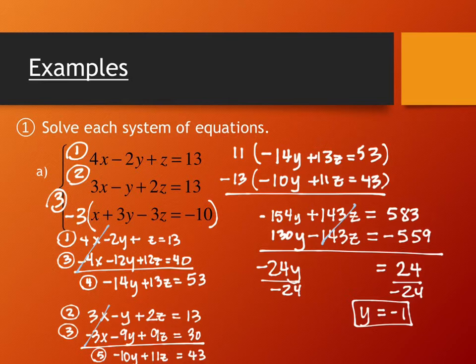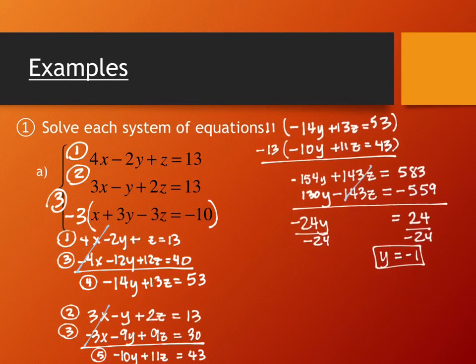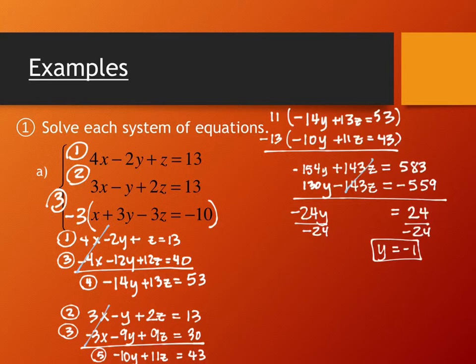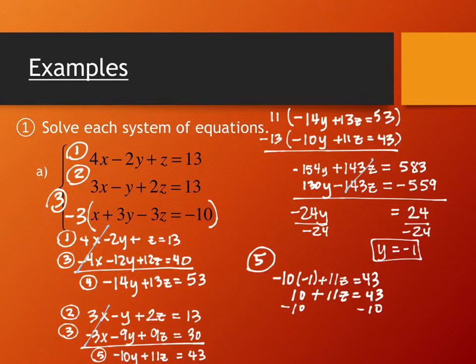So again, I need to make things a little bit smaller. Okay, so equation number 5, I'm going to have negative 10 times my y, which is negative 1, plus 11z equals 43. So 10 plus 11z equals 43. Subtract my 10, right? So 11z equals 33, divided by 11, and z is 3.